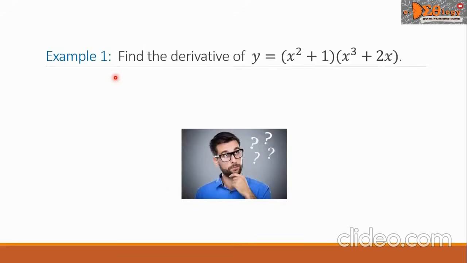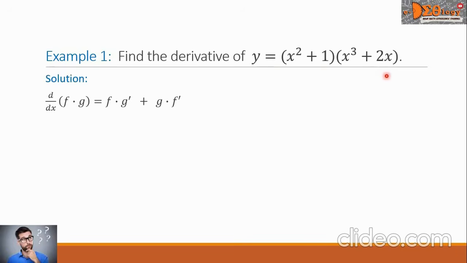Let us see this example 1. Find the derivative of y equals the first function x squared plus 1 times the second function x cubed plus 2x. For our solution, let us write the formula of the product rule. And then, let us assign the first function to be f, while g is the second function.